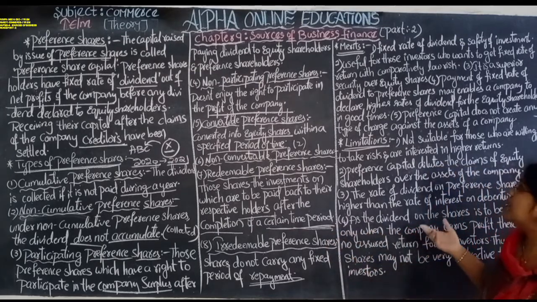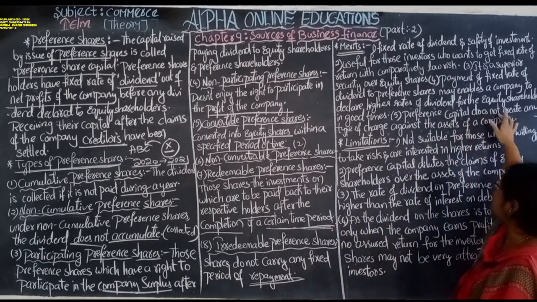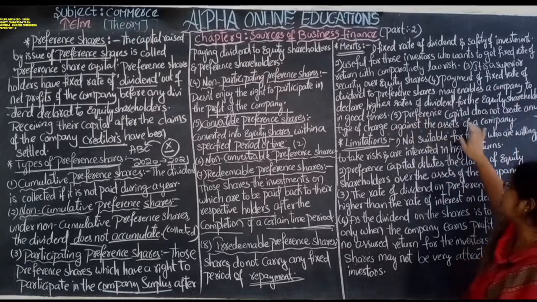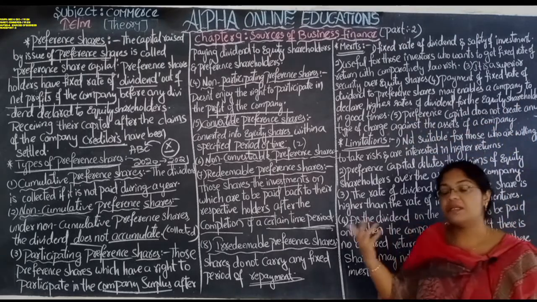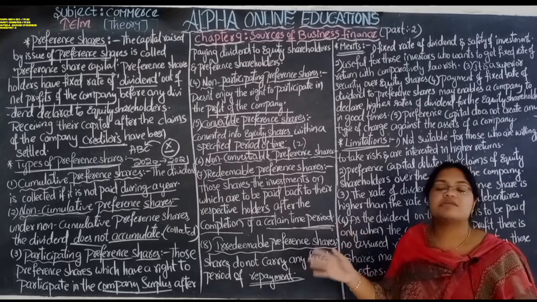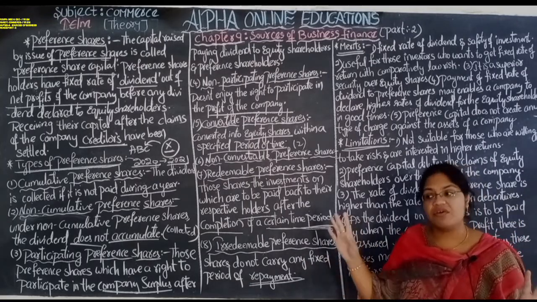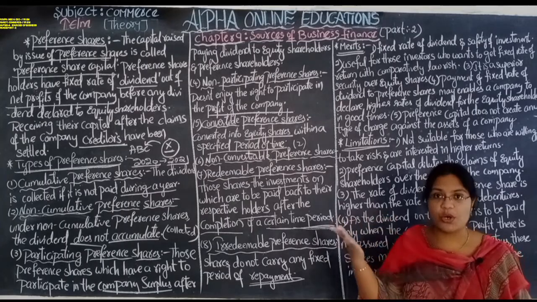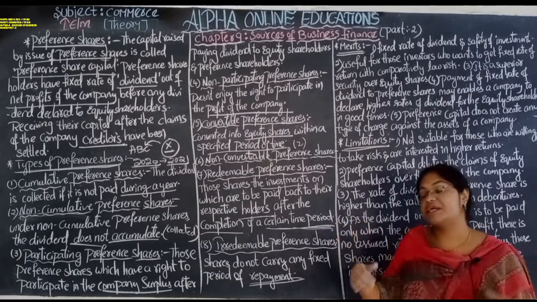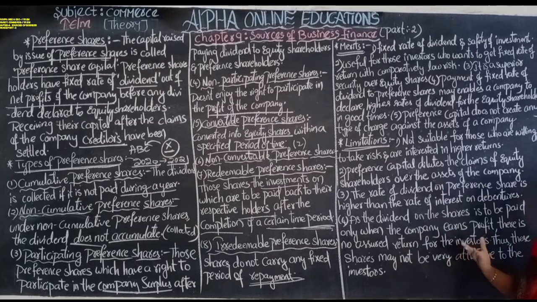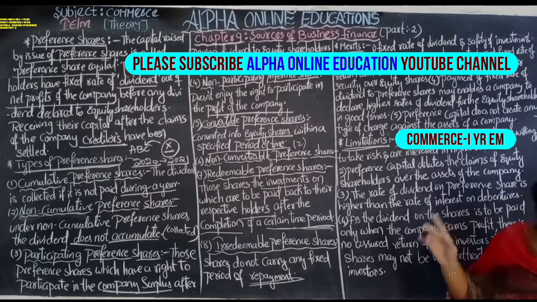And one more thing, preference capital does not create any charges against the assets of the company. So if the company purchases any assets and sells them for some profit, even then the preference shareholders do not get any extra dividend. They get the fixed rate of dividend only when the company earns a profit. So this is about the disadvantages of preference shares.